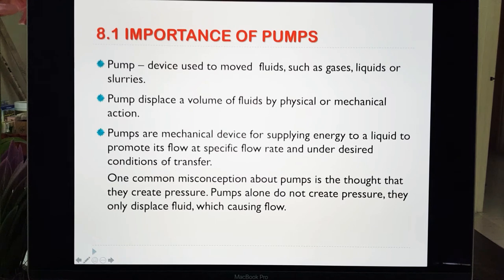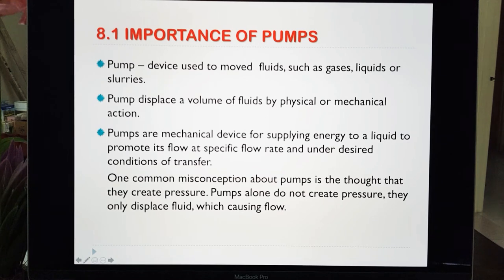Okay, because in order for us to ensure that the fluid flow is smooth and it is able to reach from one area to another area, it requires some additional force to make sure that the fluid is able to flow. Okay, so the pump promotes the flow at a specific flow rate and under desired conditions of transfer. Alright, so that's why it is important to choose the right pump, because different pumps will have an effect on the changes of the fluid properties.